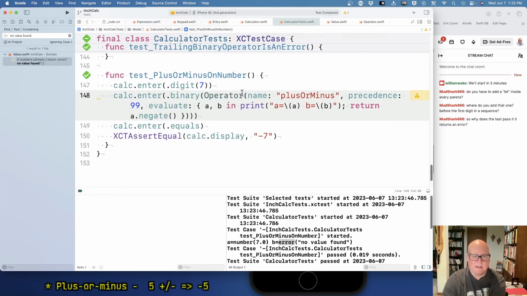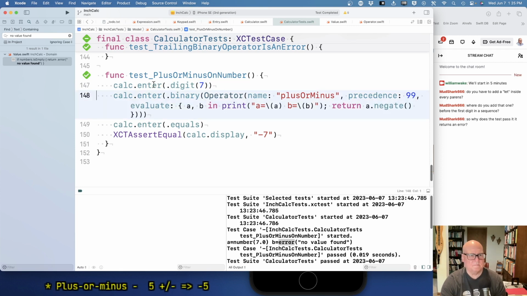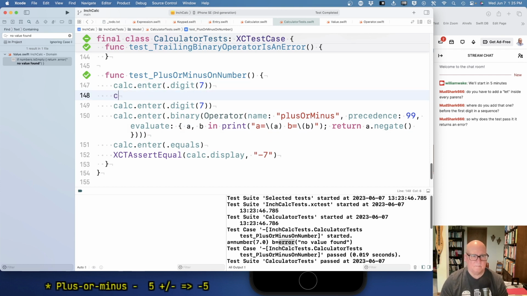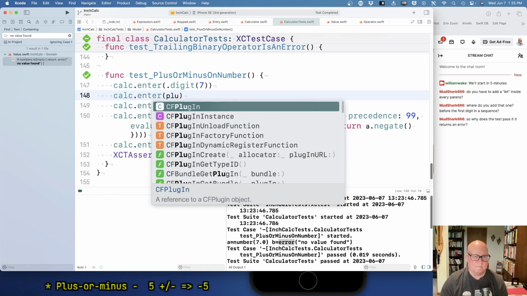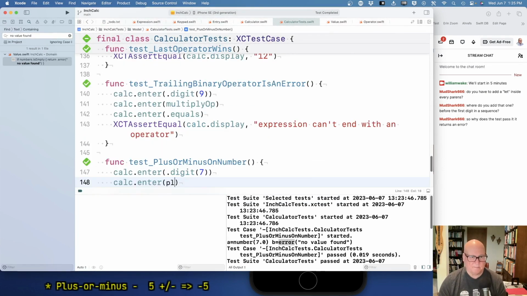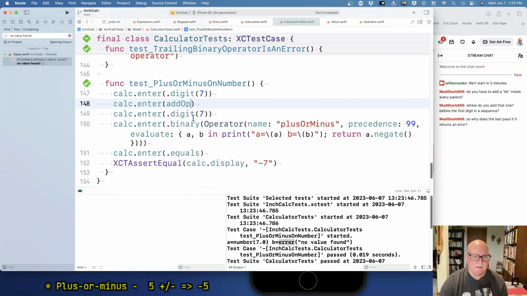Let's extend the test a little. So I'm saying 7 plus 6 plus or minus. I should get a 1 out of the whole thing.